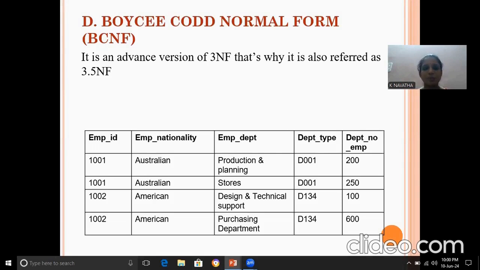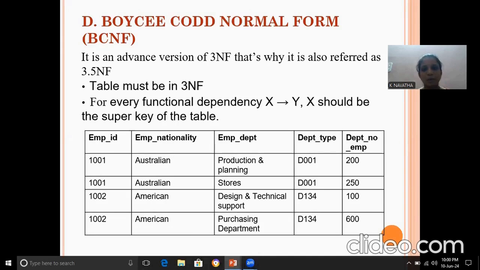For example, see here: employee ID, employee nationality, employee department, department type, department number are the attributes of the table. Second and third normal form should compulsorily be there. For every functional dependency X tends to Y, X should be a super key of the table. Whatever is on the left-hand side must and should be a super key of the table. That is the BCNF form.